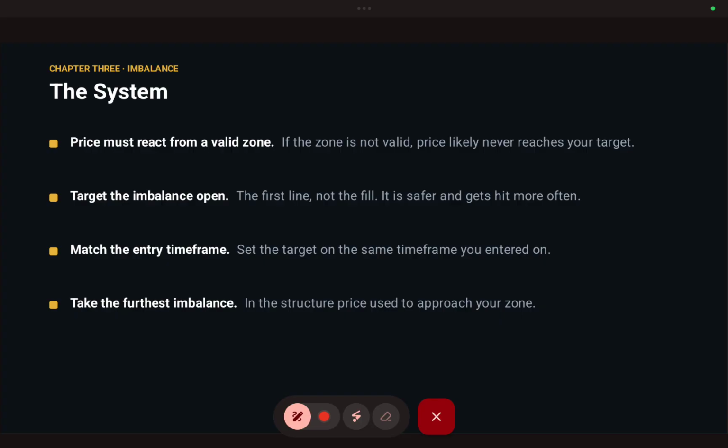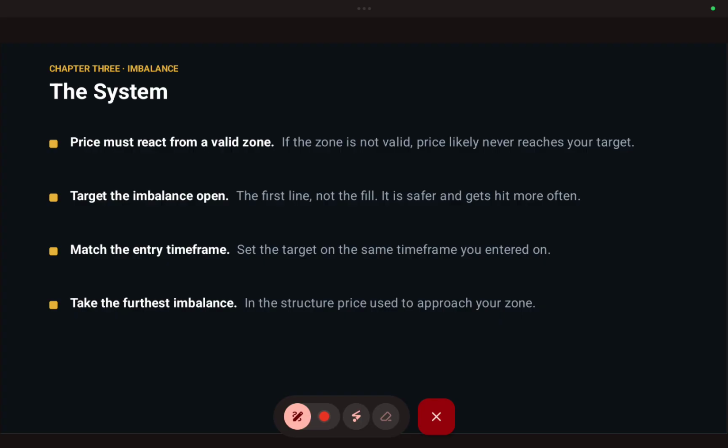So for an imbalance trade, you take profit on the same time frame. Set the target on the same time frame you entered on. Okay, so that you get in and get out. It is most effective that way.